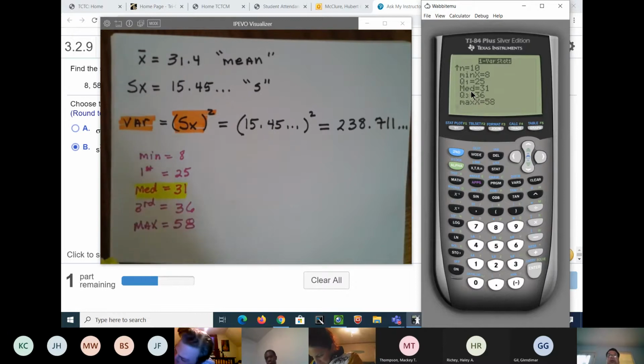Now, if you happen to hit diagnostic on, write this down. If you don't have your diagnostic on, you're not going to have the 5-number summary. It's going to cut it off right under there if you have an older calculator.